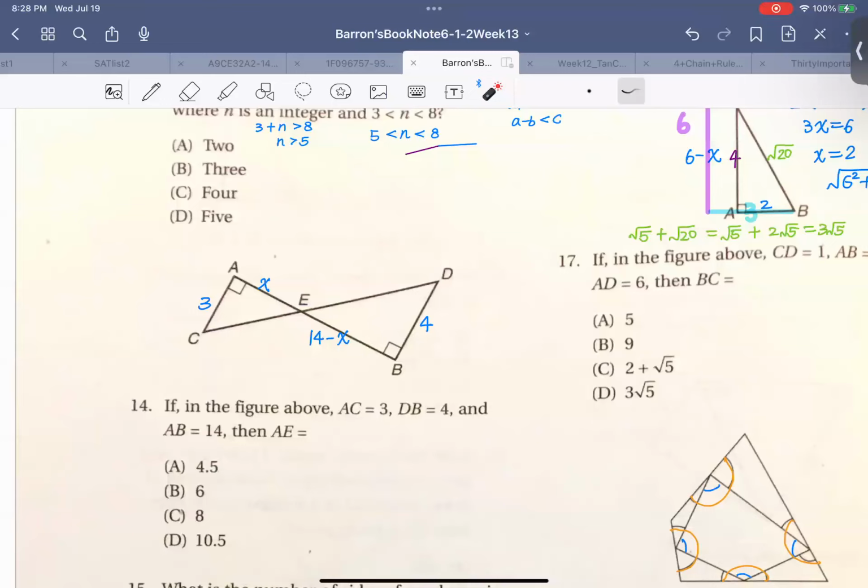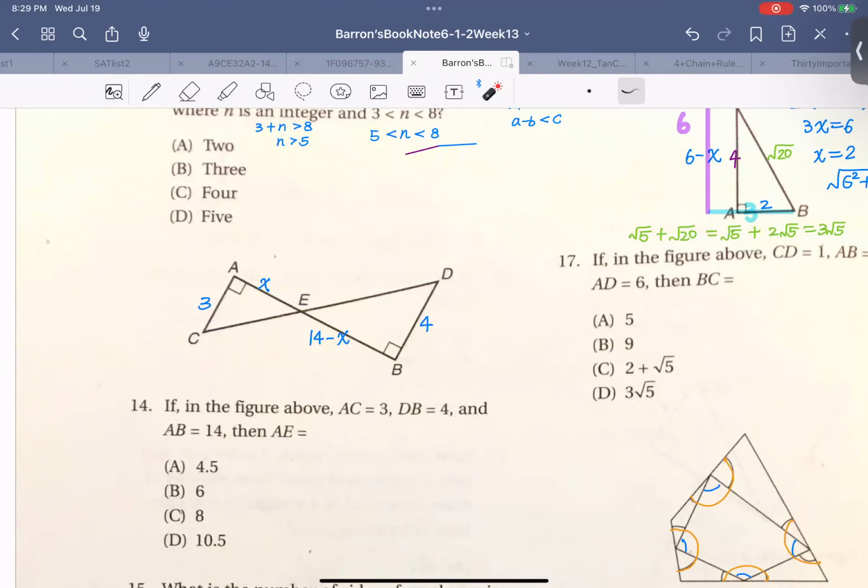Do 14, do the proportion. You guys have the answer?